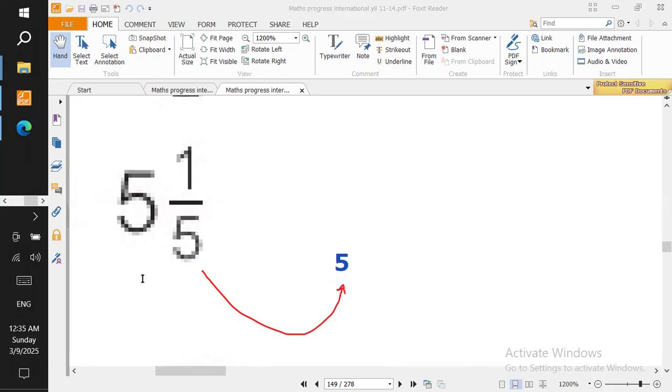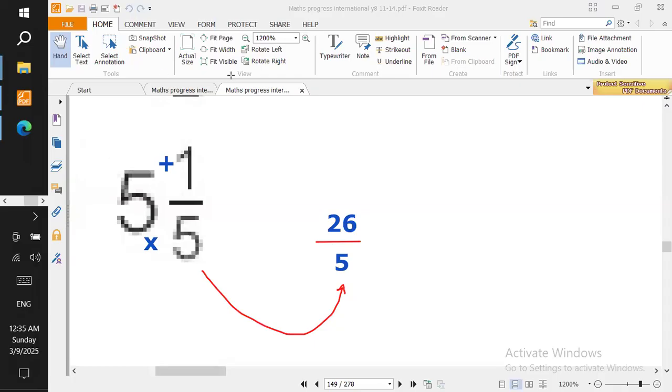Same denominator. And then here, I'm going to multiply and add. Multiply and add. So 5 times 5 is going to be 25. 25 plus 1 is going to be 26. So here we have 26. So this is the improper fraction of this mixed number.